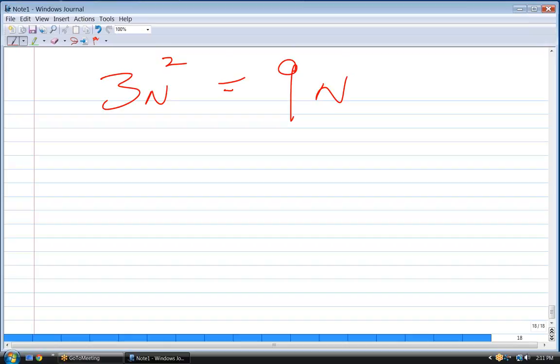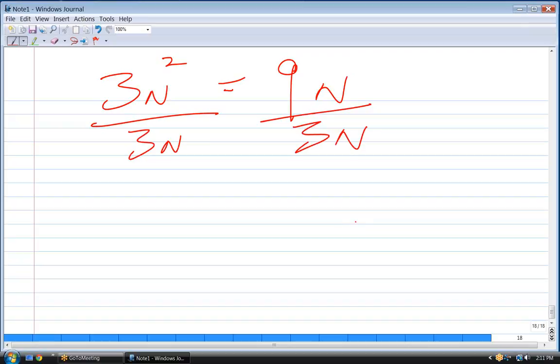If you do that, in fact, let's go through that solution. Let's say I'm going to divide both sides of this equation by 3n. Well, that answers my entire problem. That means n equals 3. I'm done, right? Right. I missed a solution.